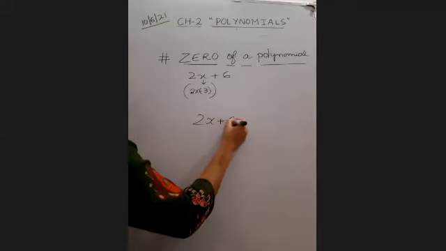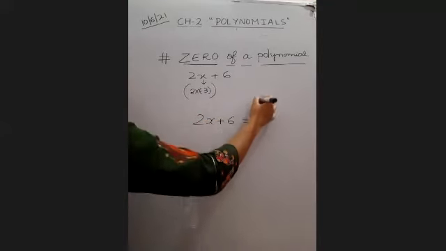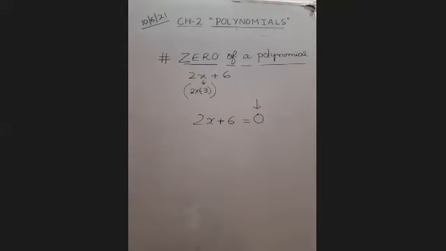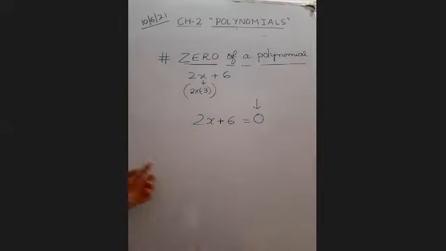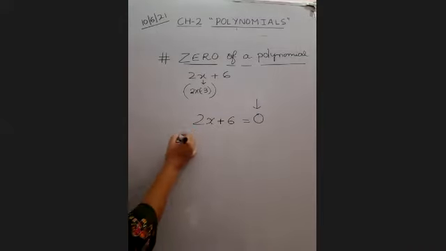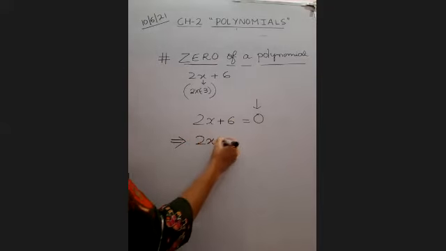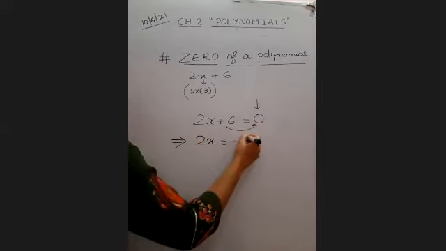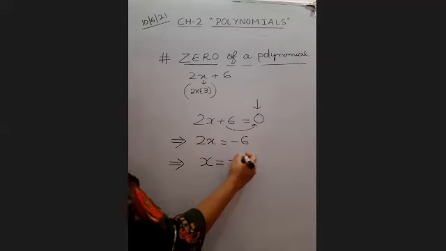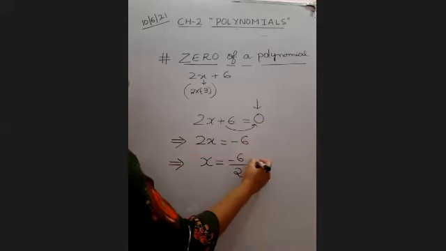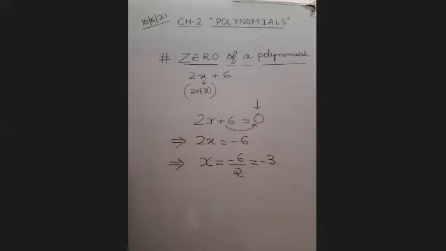So how to find it? To find zeros, we equate it to 0, because we need to find it 0. So what have we to equate it to, beta? To 0. And then you solve it. Does it mean 2x is equal to minus 6? Yes, ma'am. And what is x equal to? Minus 3. Clear?